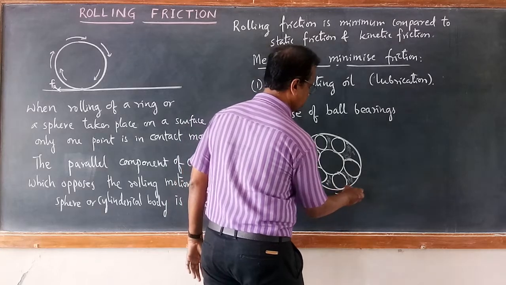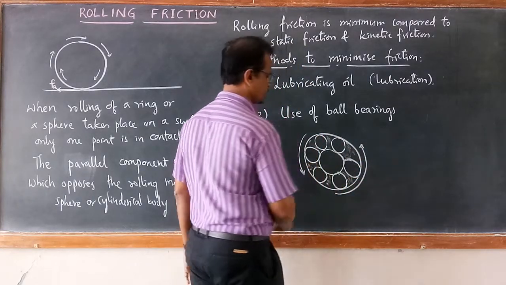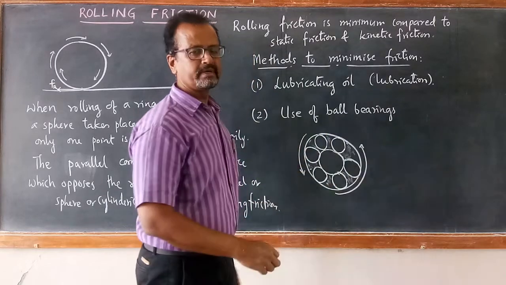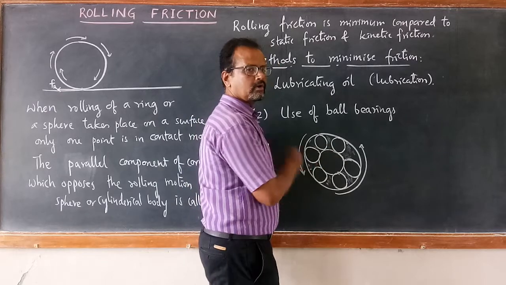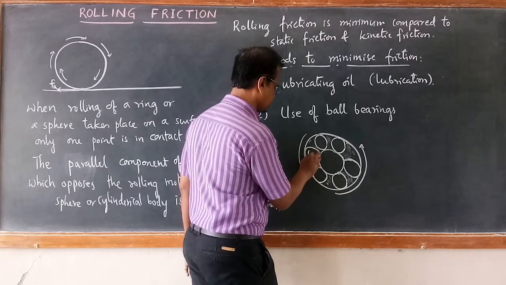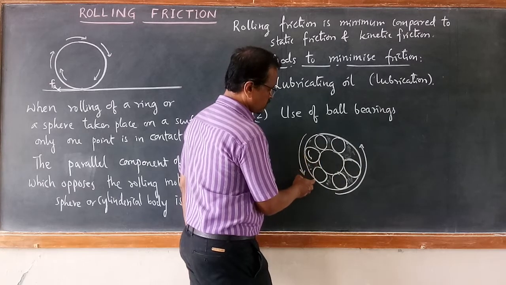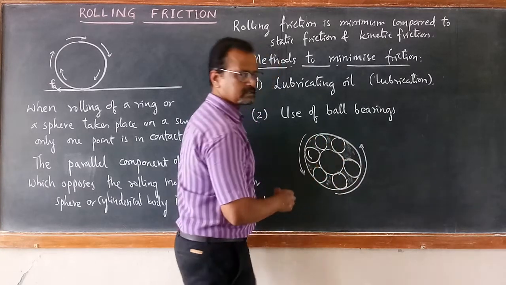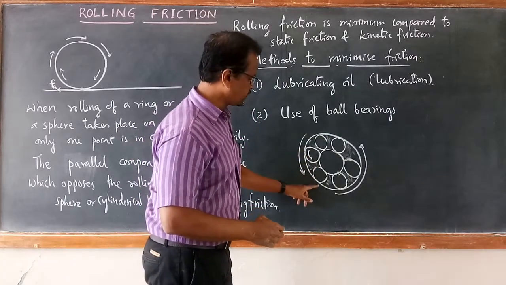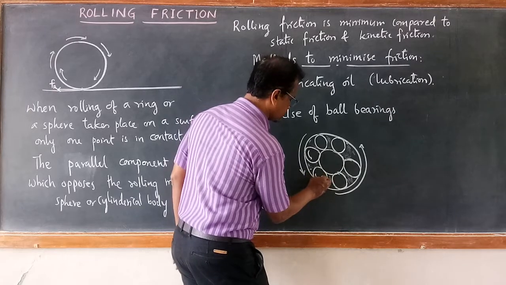this outer ring is moving in the anti-clockwise direction. If the outer ring is moving in the anti-clockwise sense, the inner ring will be moving in the clockwise sense. How is it? You can just see. Due to the motion of the outer ring, the contacts of these steel spheres with the outer ring tend to move them inwards.